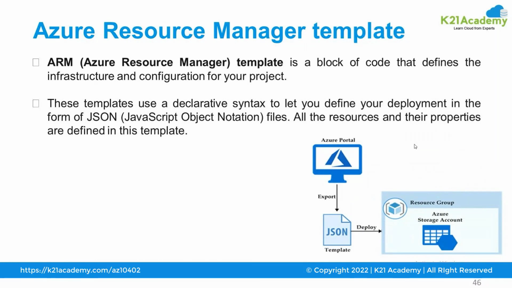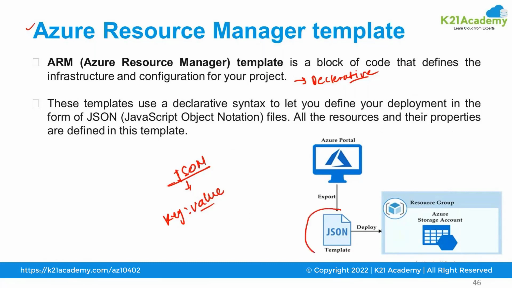Azure Resource Manager, in the last class I discussed what an Azure Resource Manager Template is. An Azure Resource Manager Template is a block of code that defines the infrastructure and configuration for your project, and it is basically declarative. You just declare this is what I want, right? And it will be in JSON language, right? JSON is basically nothing but key value pairs, so this is how JSON will be written. These templates use declarative syntax to let you define your deployment in the form of JSON. The full form of JSON is JavaScript Object Notation files. All the resources and their properties are defined in this template.